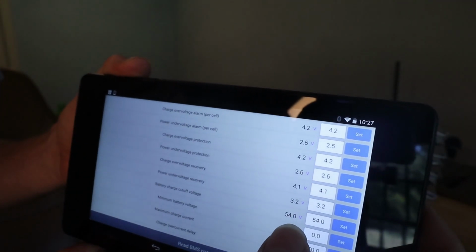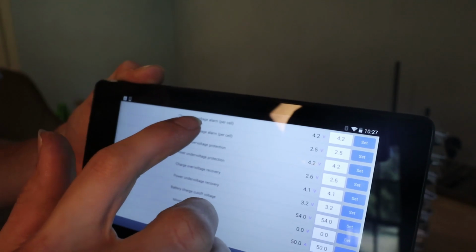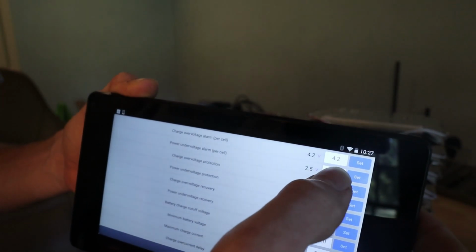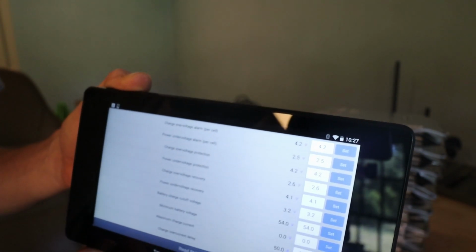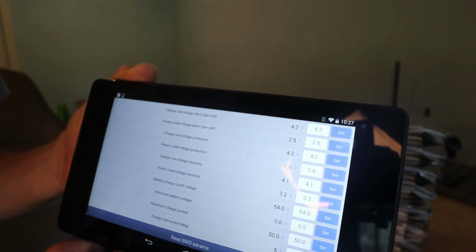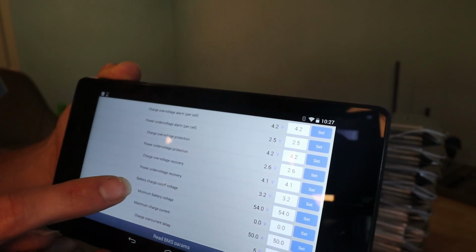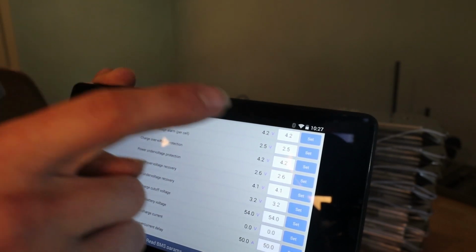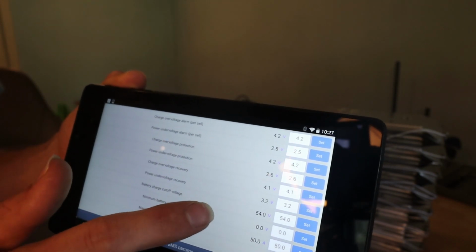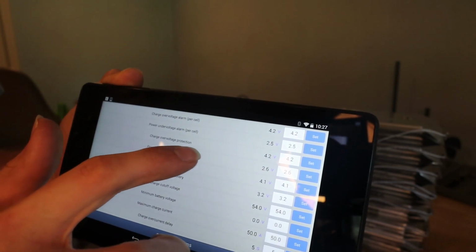Some of the things here, your charge over voltage alarm per cell. I don't wanna go over 4.2. I'm really not too concerned about making sure that my pack is absolutely fully charged. I would rather it not be totally charged than to have it go over 4.2. Same thing with the over voltage protection. I've got those both set at 4.2.